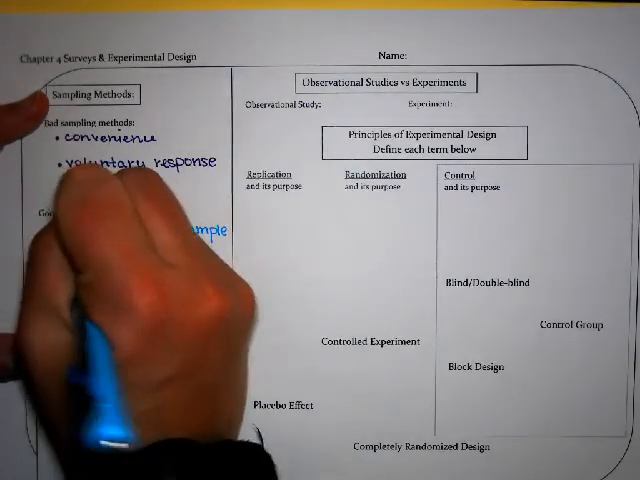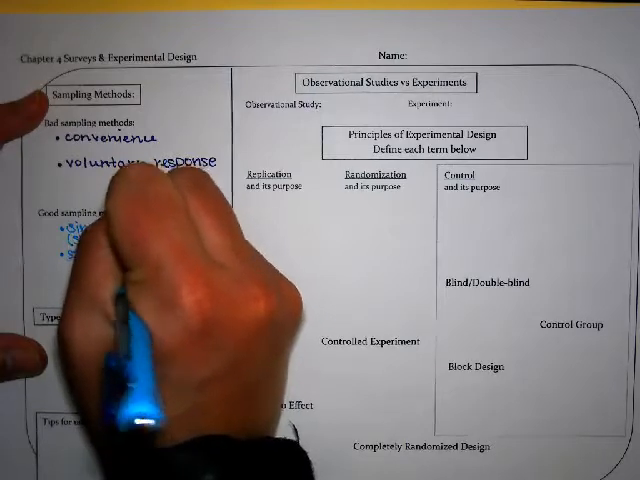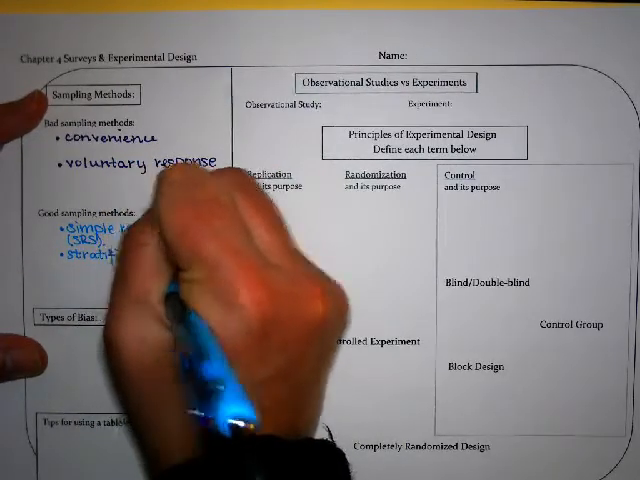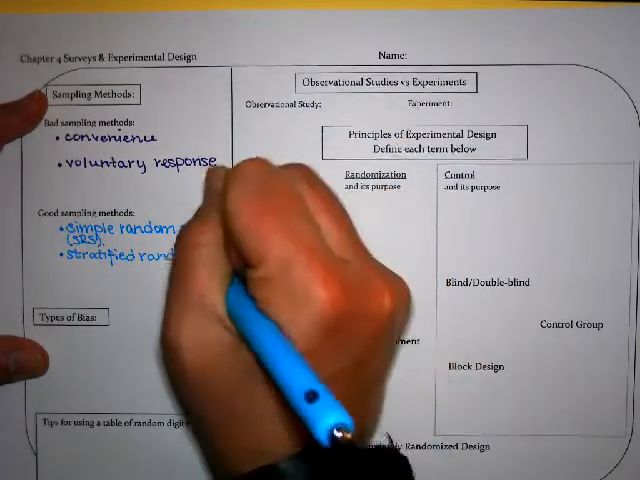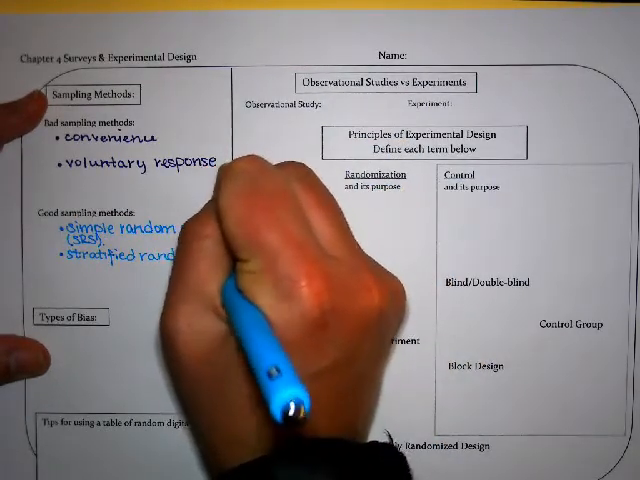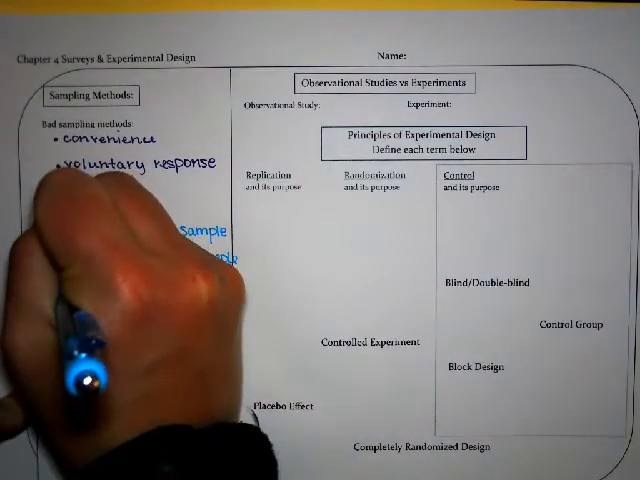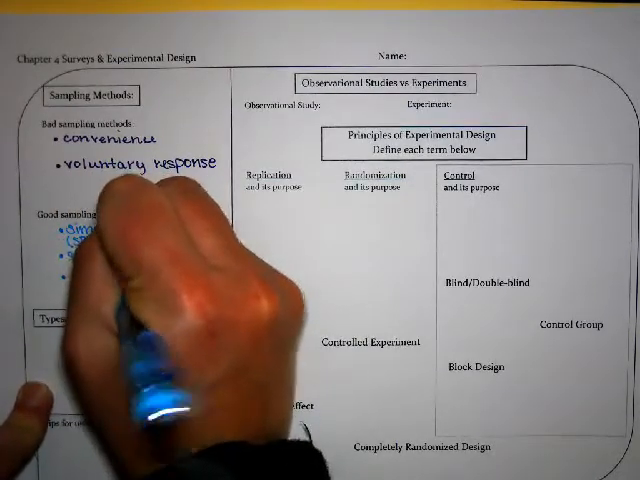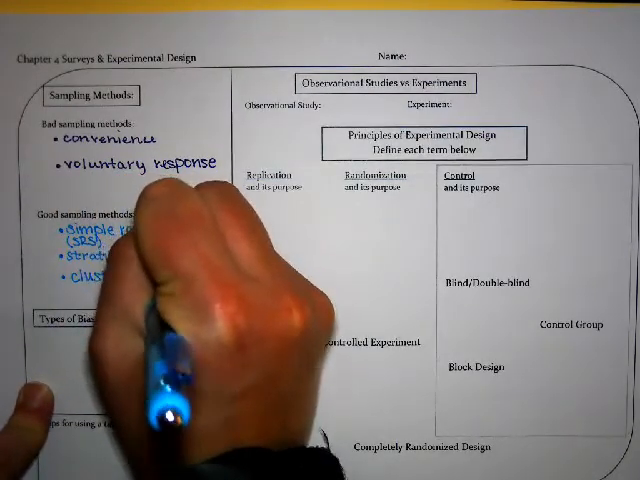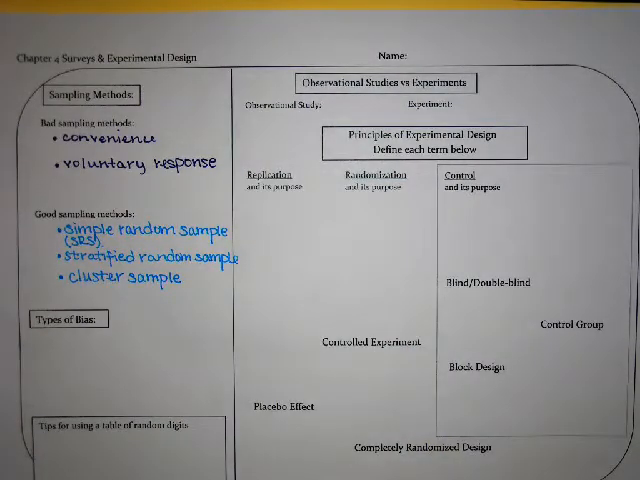Stratified random sample, which I'm already tired of writing all these words. I'm not even close to being done with the notes. Sample. And then cluster sample. And then the other one we talked about was a multi-stage sample, but we don't use that for the test or homework, but it does show up.